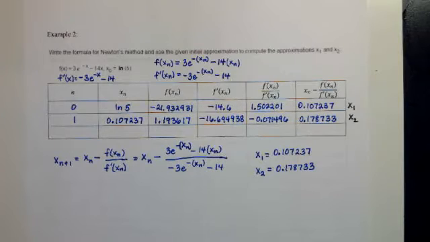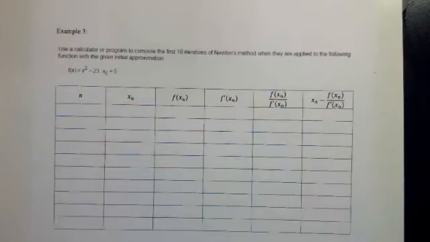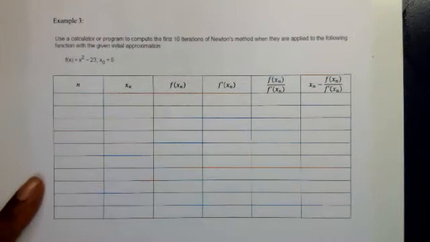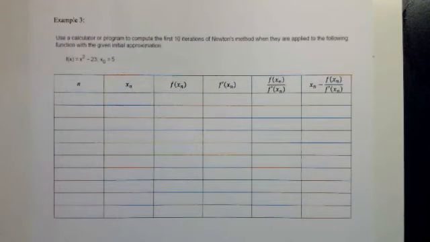Okay, all right, now I'm going to show you how to use a calculator to come up with your iterations here, because in some cases you may have to do many iterations. Like in this example, let's say we're going to use a calculator or program to compute the first 10 iterations of Newton's method when they are applied to the following function with the given initial approximation.